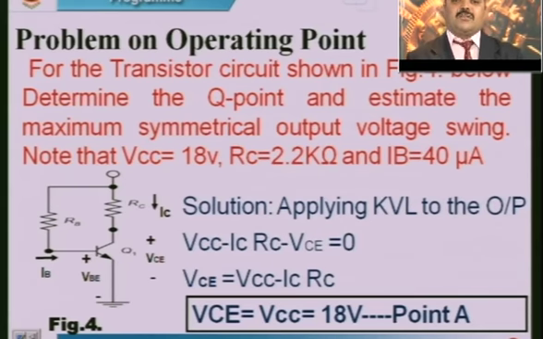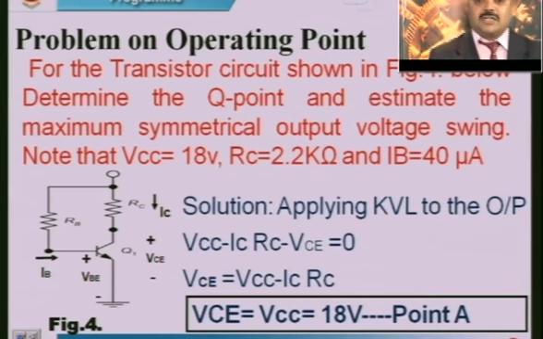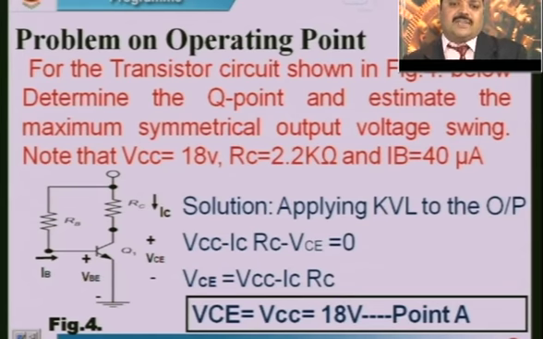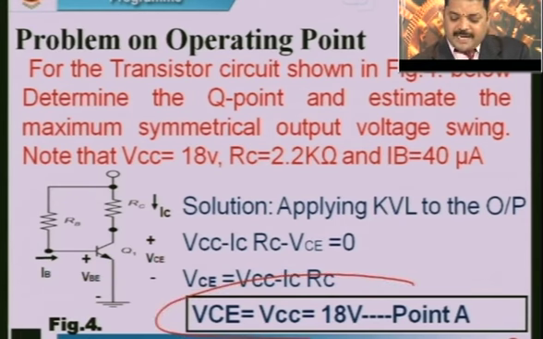For this again we need to apply Kirchhoff's voltage law to the output, and we get VCC minus IC RC minus VCE equal to 0. And then from that we get VCE equal to VCC minus IC RC. We need to fix the point A. So, how do we fix the point A? That is VCE, VCE equal to VCC when we apply IC equal to 0. Therefore, VCE is equal to VCC, which is 18 volts in this problem.